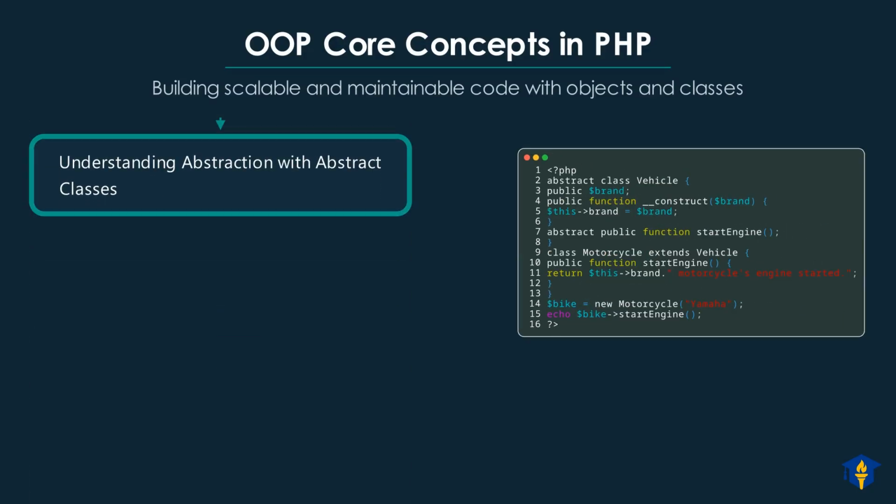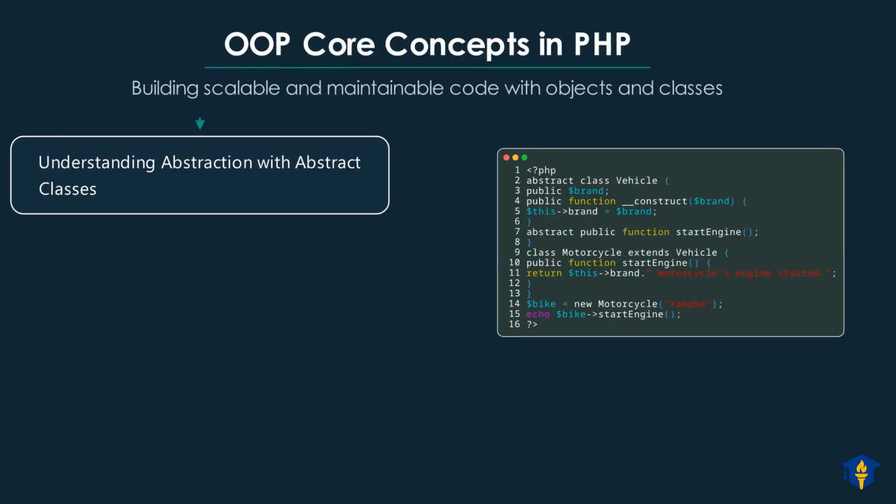Finally, let's understand abstraction using abstract classes, which provide a blueprint without full implementation. This example demonstrates an abstract vehicle class requiring specific engine starting behavior for its concrete subclasses like motorcycle.